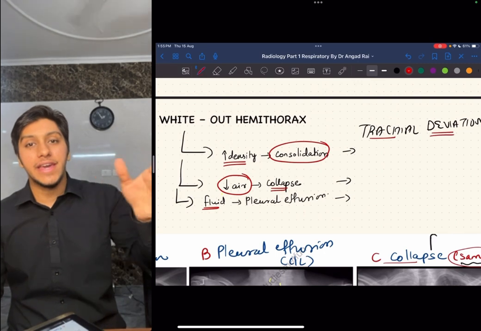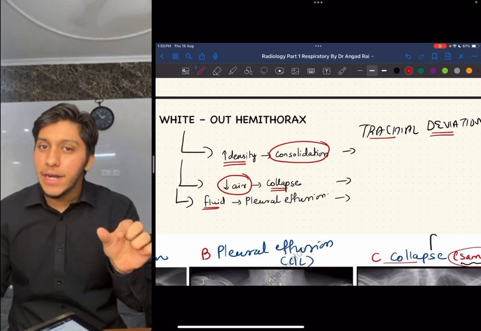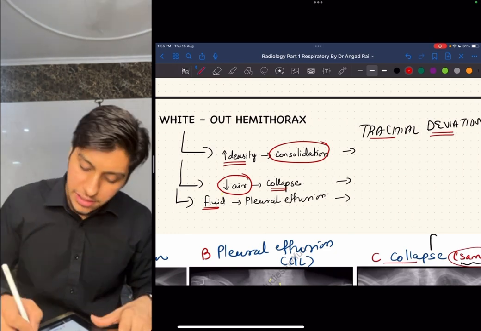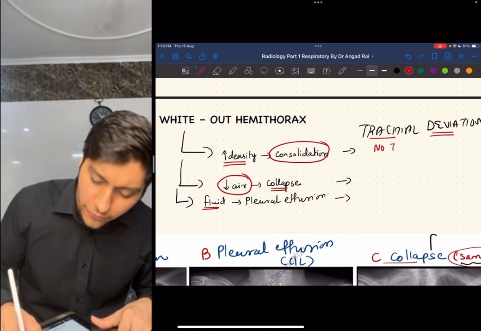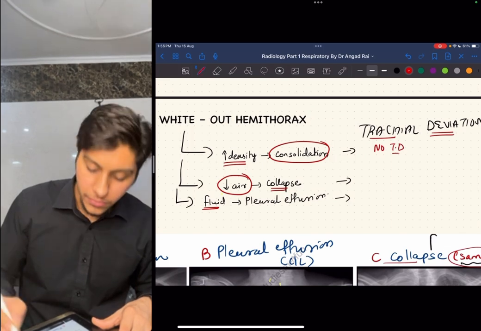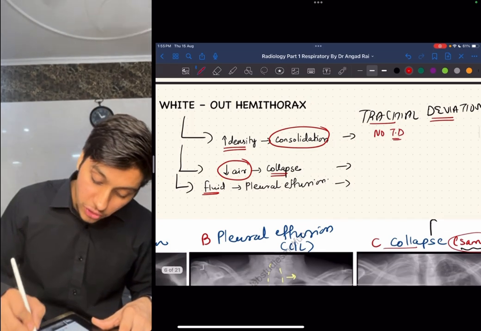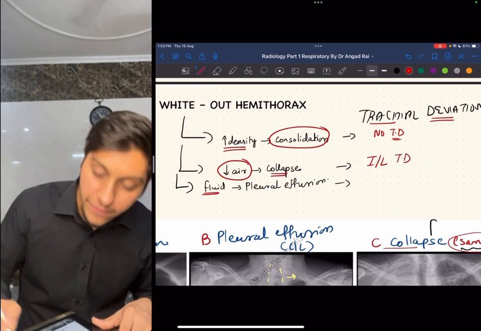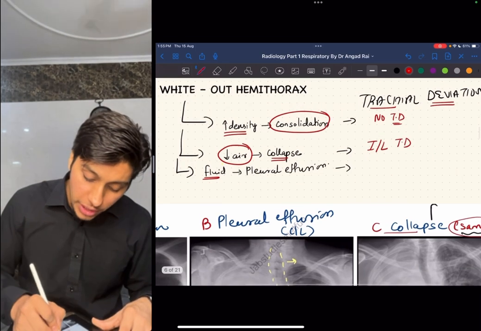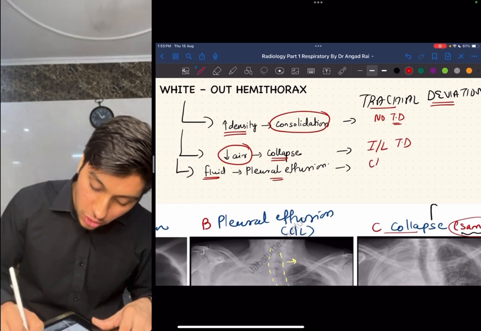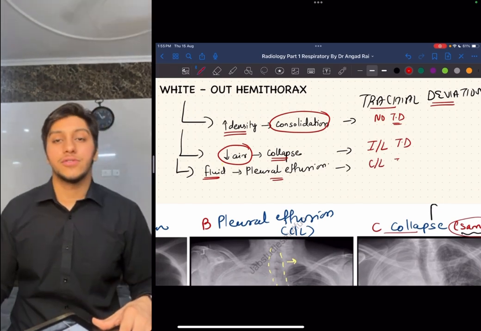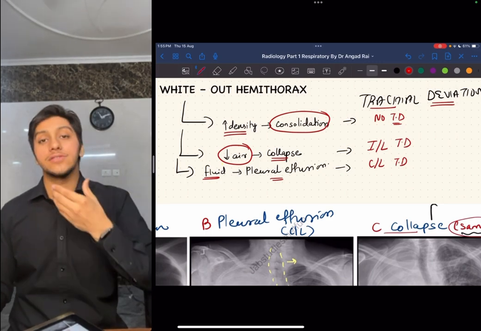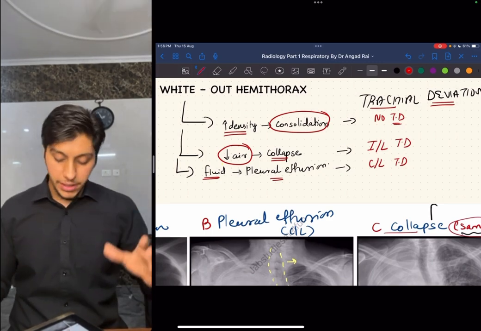Remember A, B, C, D, A is the airway. We check the trachea whether it is in the midline or deviated or not. So in density with respect to consolidations guys, there is usually no or very little tracheal deviation. With respect to collapse, it is going to be ipsilateral, which means same side tracheal deviation. With respect to pleural effusion, the deviation is going to be contralateral tracheal deviation. So basically, if a patient had pleural effusion on the right side, the trachea is going to be deviated to the left side. Okay?